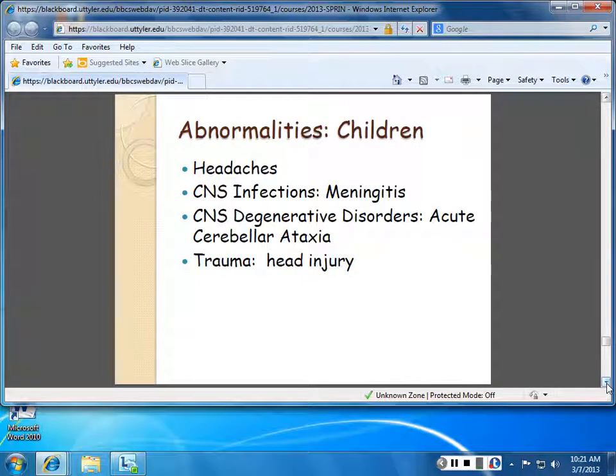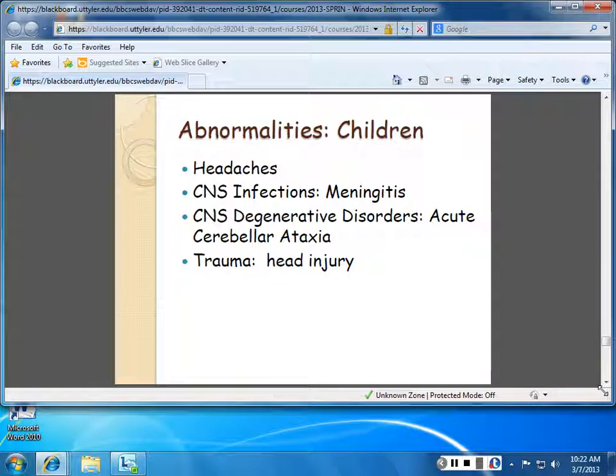Children, headaches is a very common abnormality in children. How do you assess for headache? What are some of the questions you ask? Pain? How long? When does it start? What causes it? What alleviates it? What other things go on? Children can have migraine headache. So you've already had that section for your adult neuro. You ask the same type of questions for children.